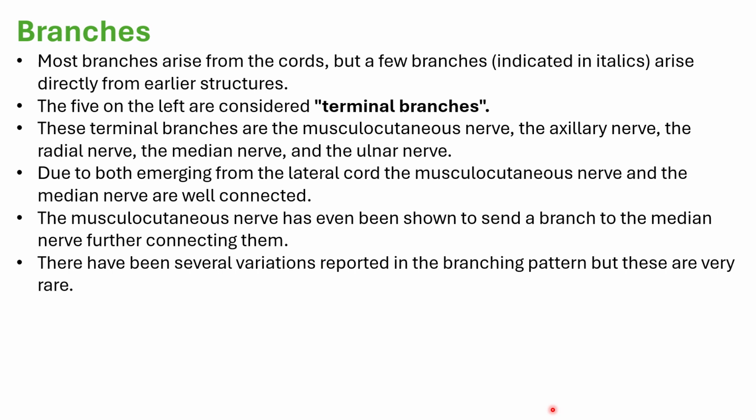The five on the left are considered terminal branches. These terminal branches are the musculocutaneous nerve, the axillary nerve, and the radial nerve, okay? So these are the main five terminal branches. And from there, you have multiple different branches as well, okay?